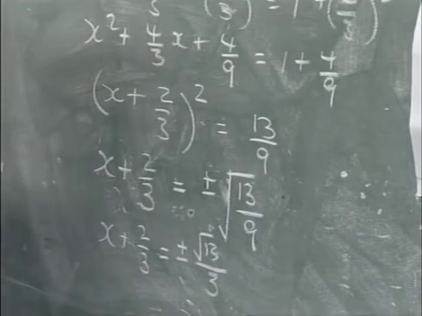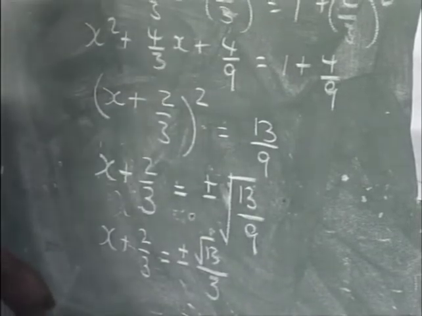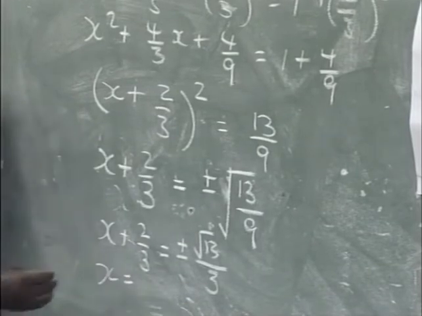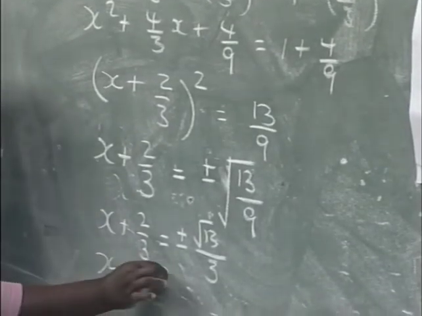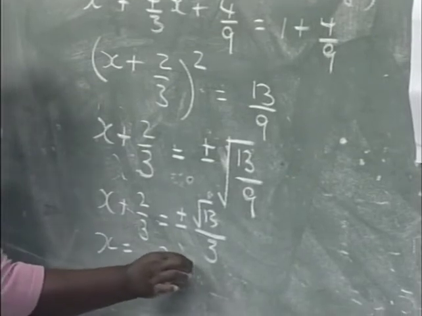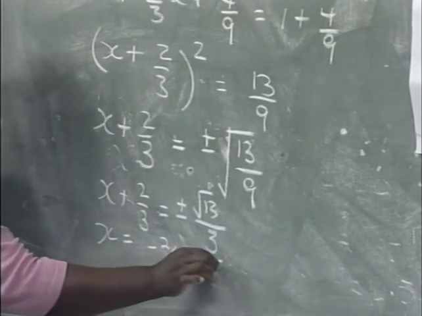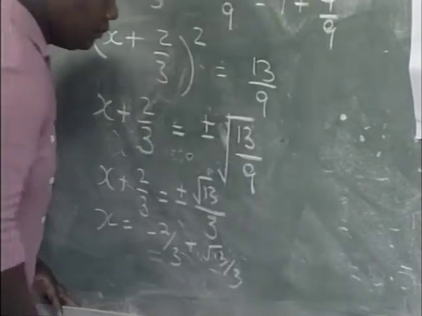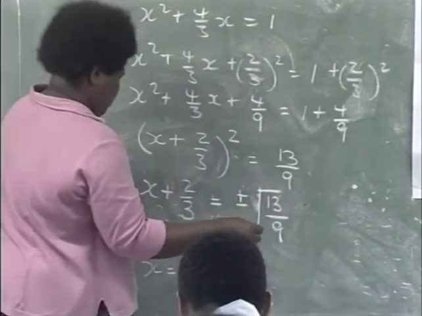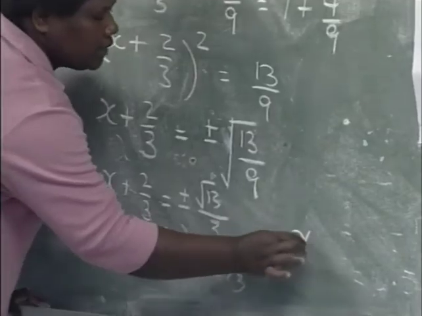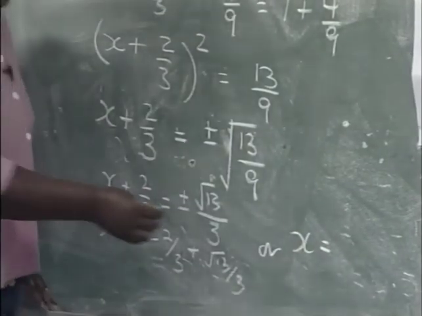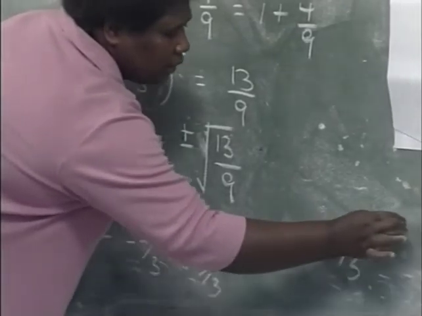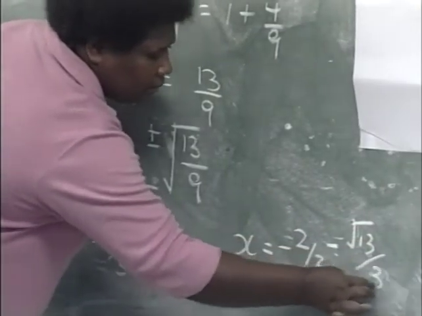Okay, I now have two answers. One is x equals minus 2 on 3 plus root 13 on 3, or x equals minus 2 on 3 minus root 13 on 3.